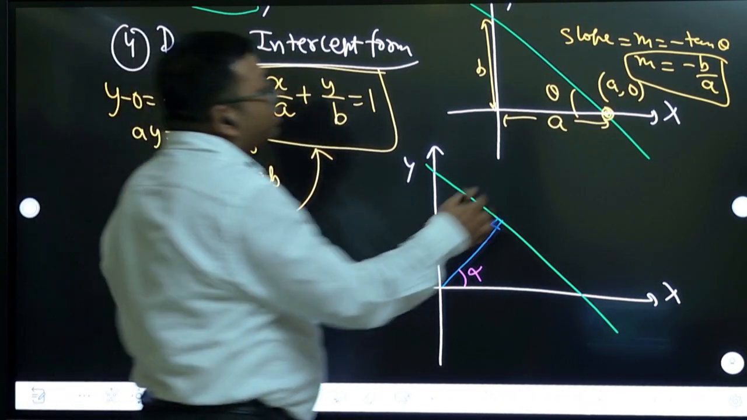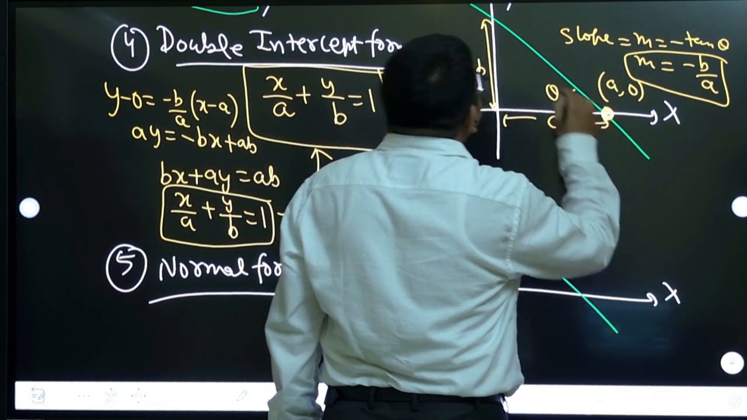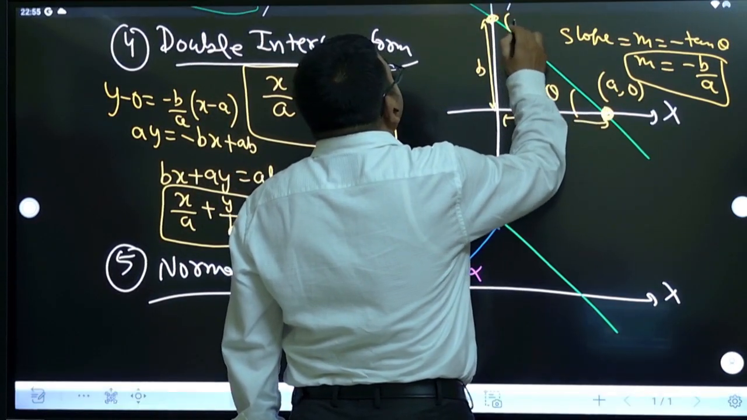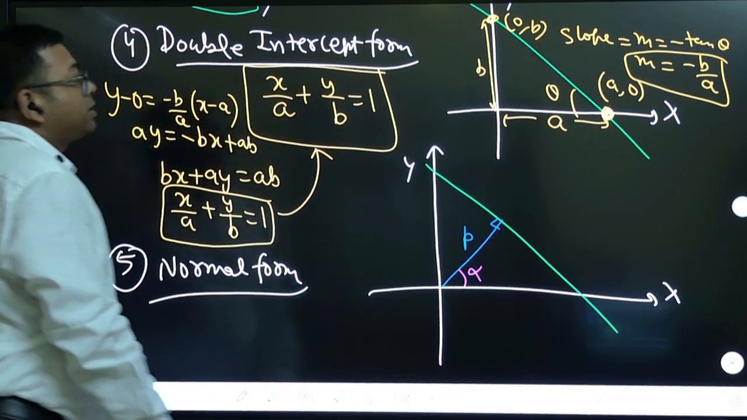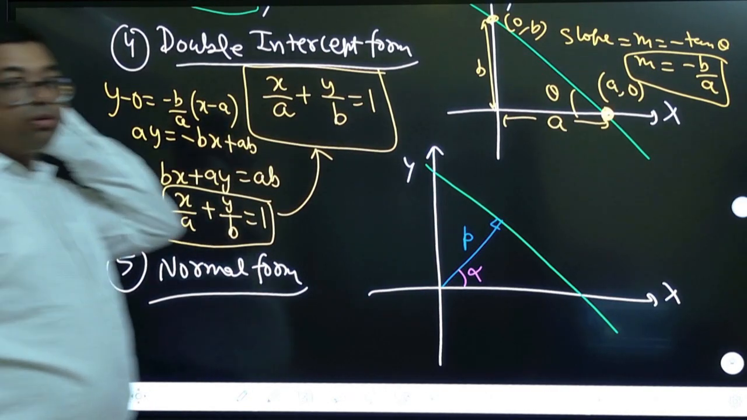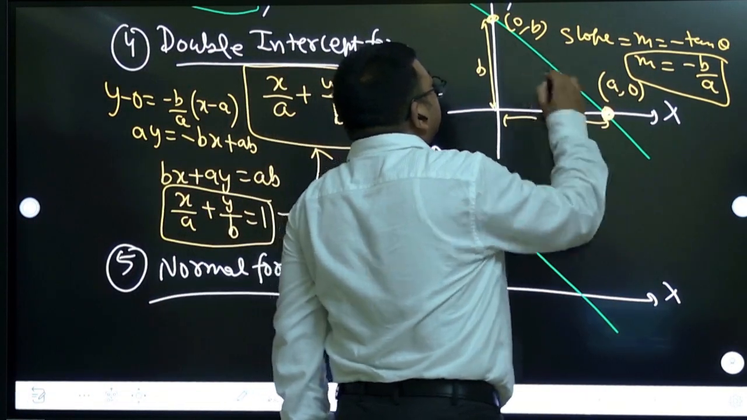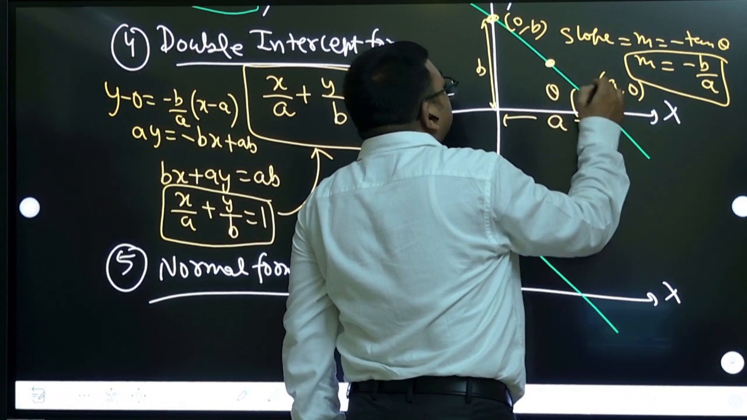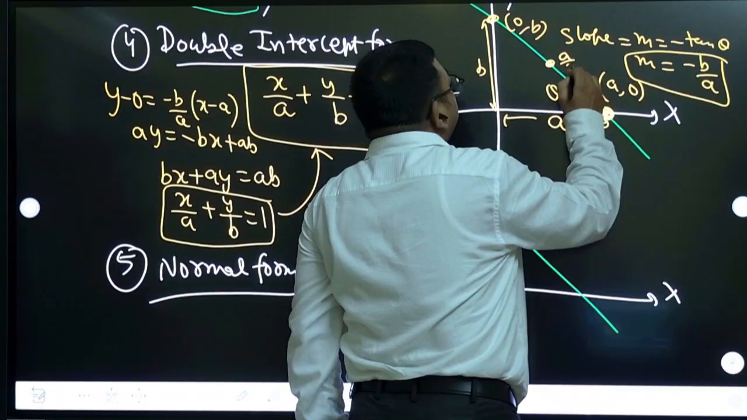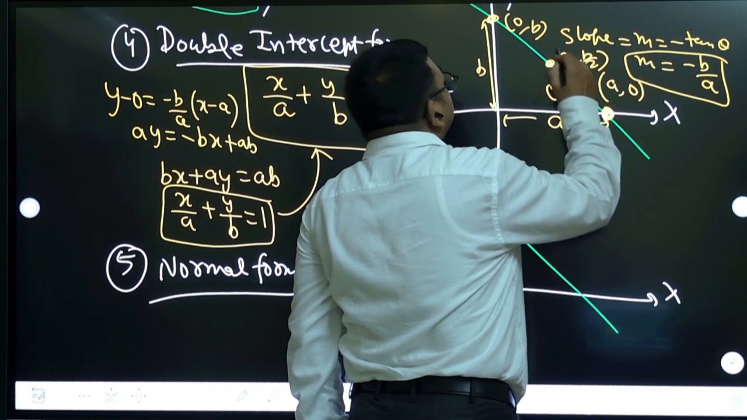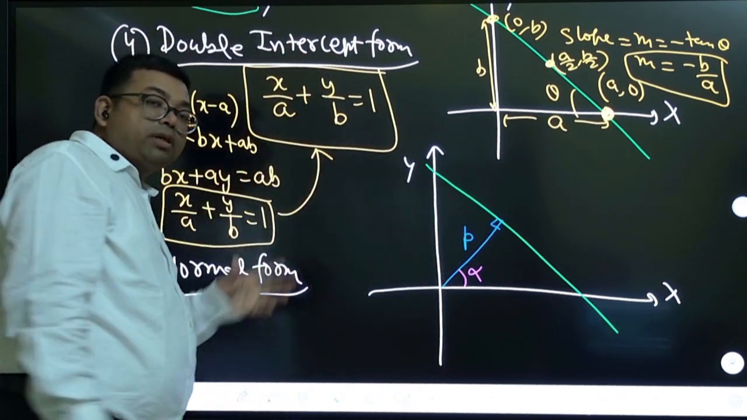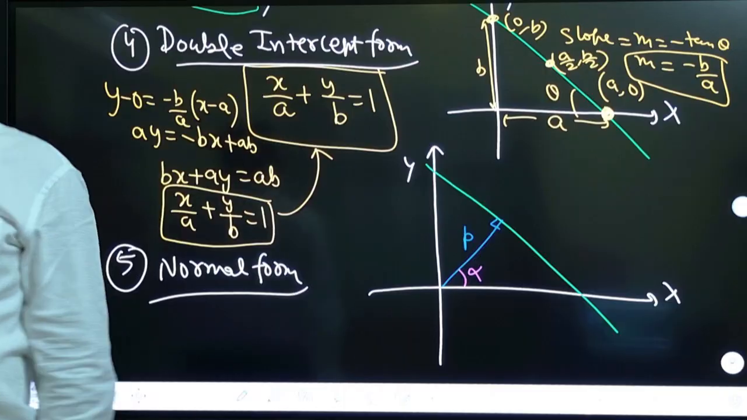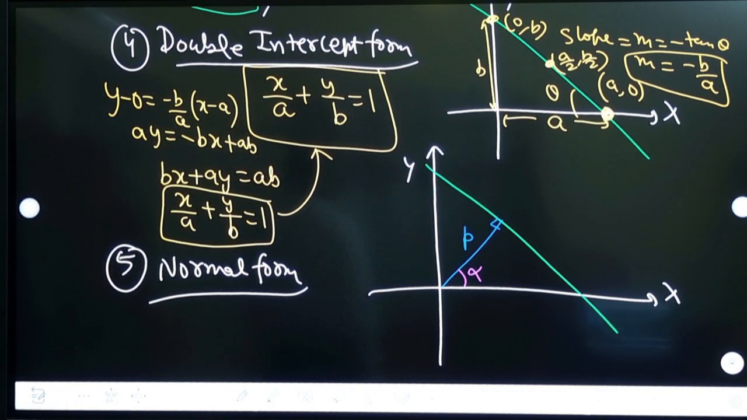You know this point, na? This point a comma 0 is on this, and this point 0 comma b, you know. You try to substitute that and satisfy. It will satisfy. Or you can take any midpoint of this also. That means 0 plus a by 2, a by 2 comma b by 2 also you can substitute. Any point on this line which you know, you can substitute and check this. If you do not know, then why will you substitute, right?